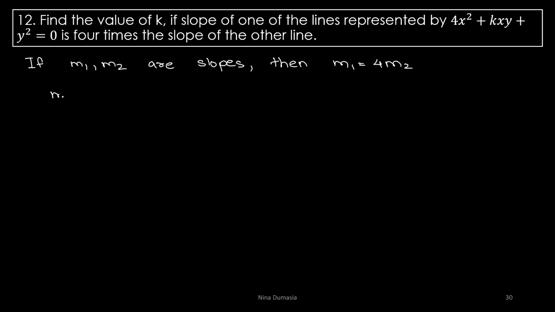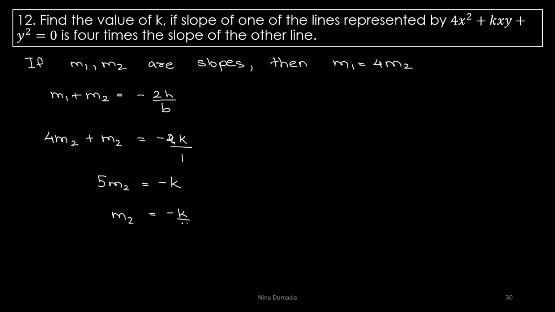Okay, so what can we say about the addition of these two? So when we talk about m1 plus m2, we have minus 2h by b. Okay, but in this case it is m1 is 4m2. So this is 4m2 plus m2 is equal to minus 2h का वैल्यू क्या है? Actually over here 2h का वैल्यू k होगा. ठीक है, तो इंस्टेड ऑफ 2h now I will write k divided by यहाँ पे b का वैल्यू इज 1. So therefore I can say that 5 times of m2 is equal to minus k. Okay, and hence I will say that m2 is equal to minus k by 5.